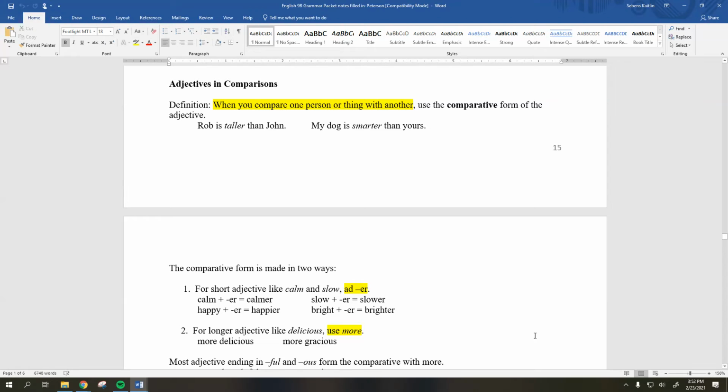Hi there, English 9B. Today we're working on adjectives and comparisons. So please highlight the definition. When you compare one person or thing with another, you're going to use the comparative form of that adjective.